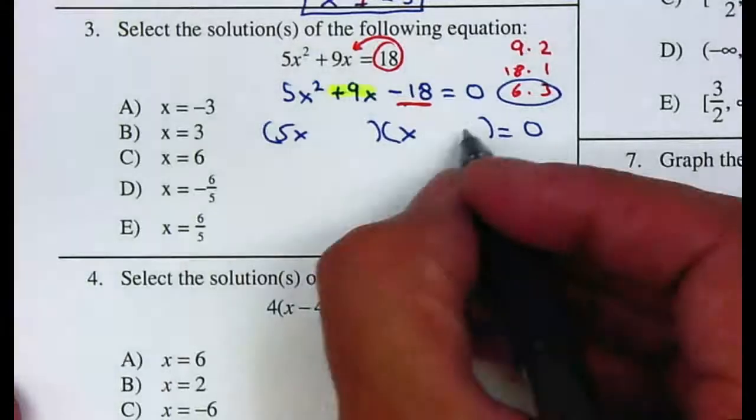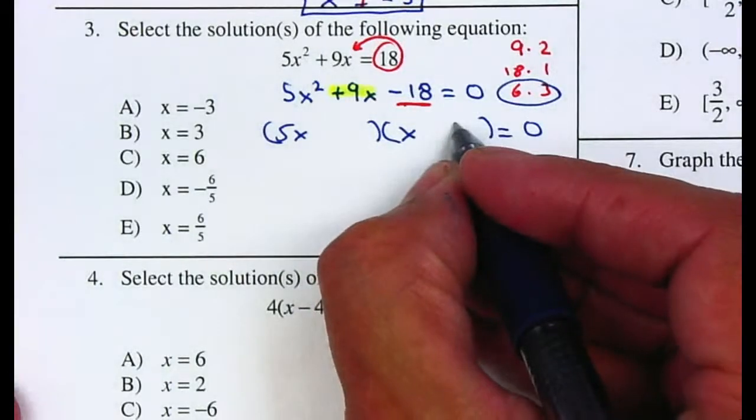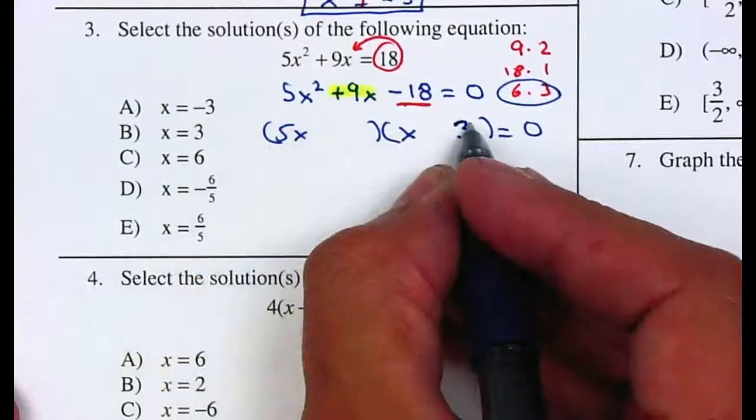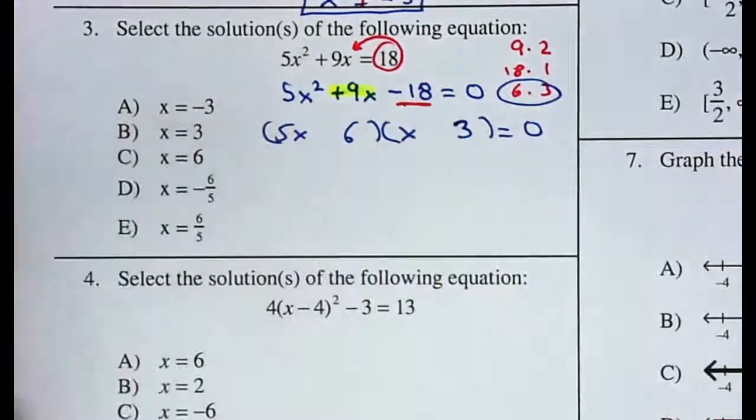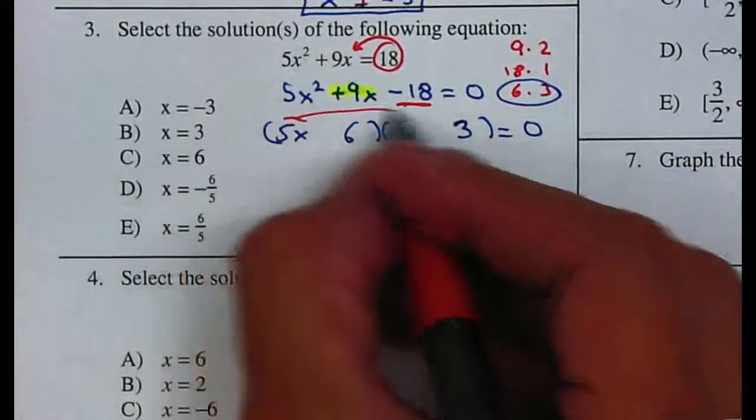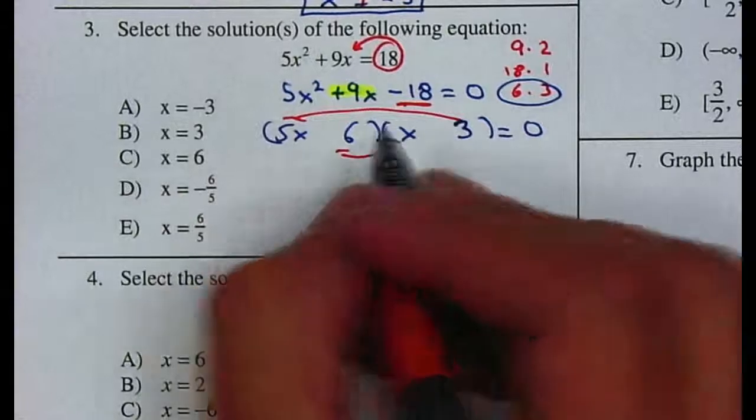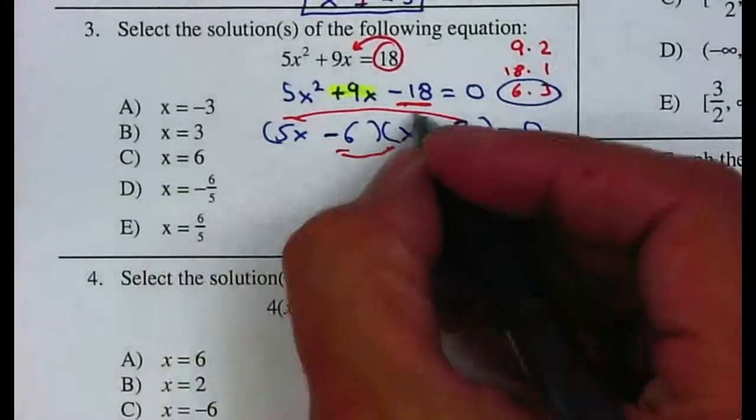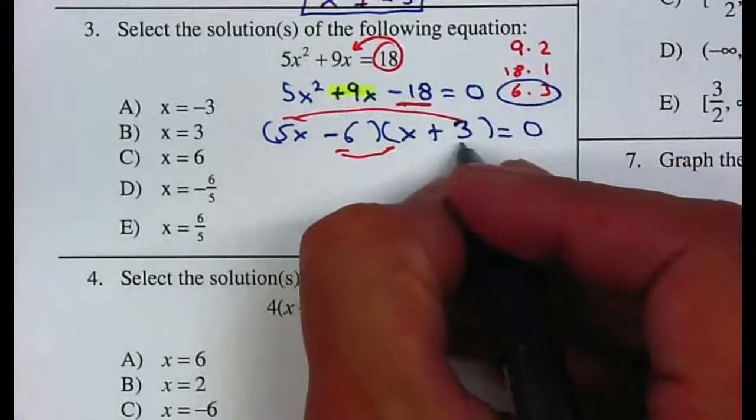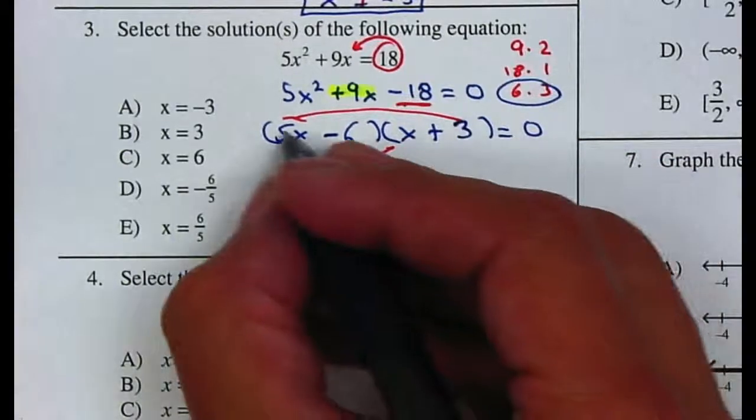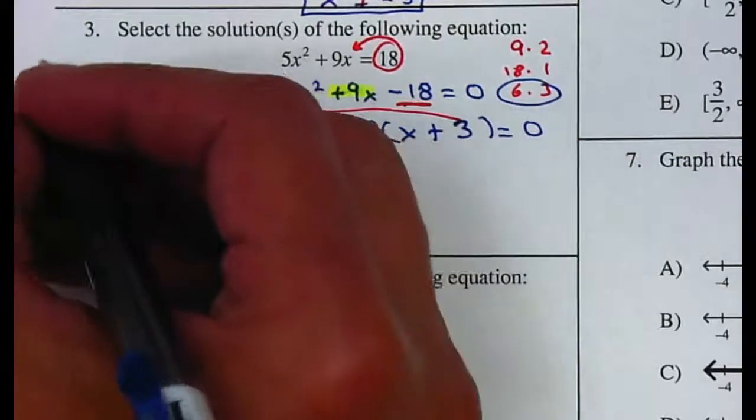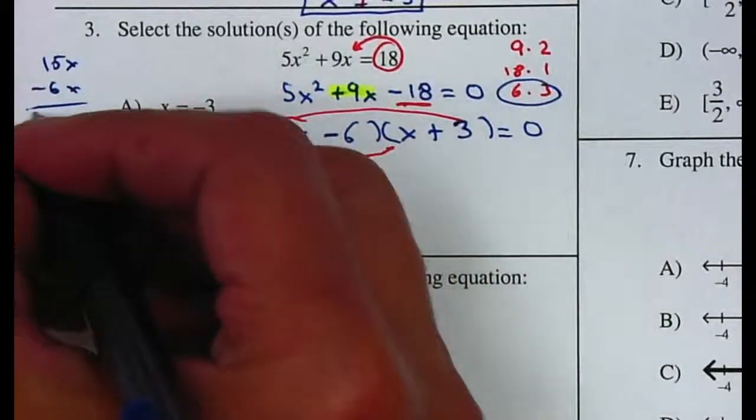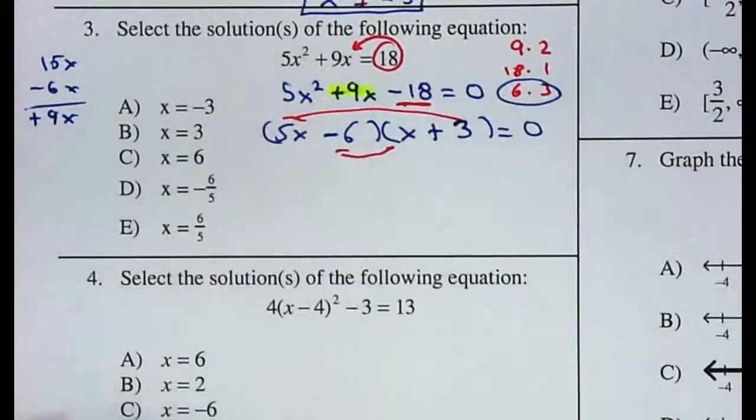So I'm going to place my 3 here, and that will give me a 15. And I'm going to place my 6 in here. Let's see. That gives me a 15 and that gives me a 6. I'm going to make this a positive and that one a negative. Remember, that's a negative 18, so they should have different signs. If you multiply, that gives you a positive 15x and minus 6x. That gives you the positive 9x that we need.